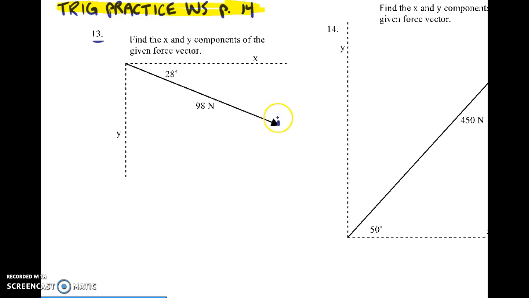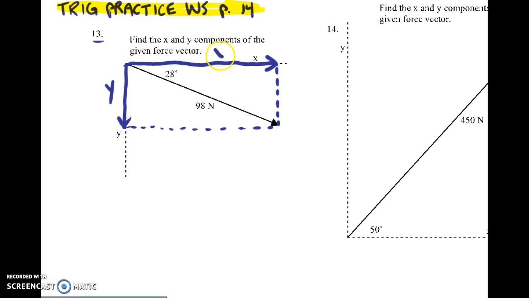The x component would be a projection from the tip of the force vector down to the x-axis, and I call that a projection of the force onto the x-axis, making it the x component. The y component would be a projection perpendicular to the y-axis, making that the y component. So there's our y component and our x component.